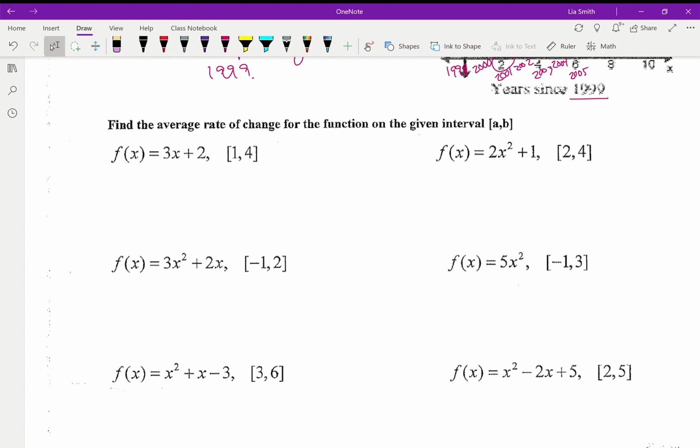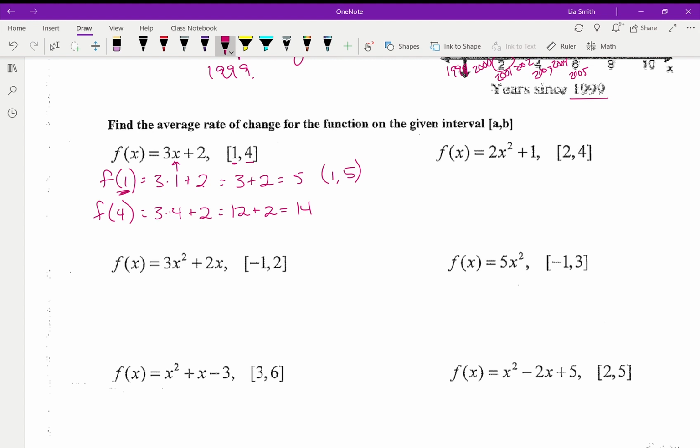So number 1 here, just as a recall, you're going to evaluate each function at each number. So you're going to say f of 1, 3 times 1 plus 2, because I'm replacing the 1 with x. We get 3 plus 2, which is 5. And then f of 4, which is 3 times 4 plus 2, is 12 plus 2, which equals 14. Once you've found those values, you have your coordinate point 1, 5, because I'm taking the 1 here and the 5 from here. And then your second point is 4, 14.